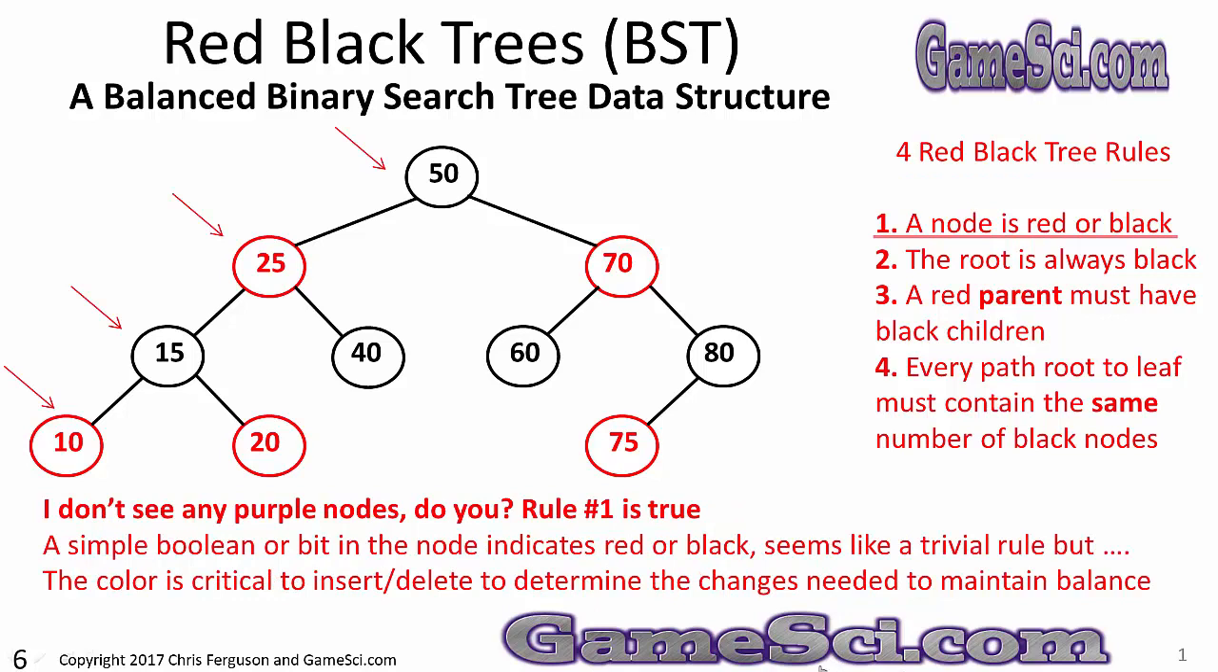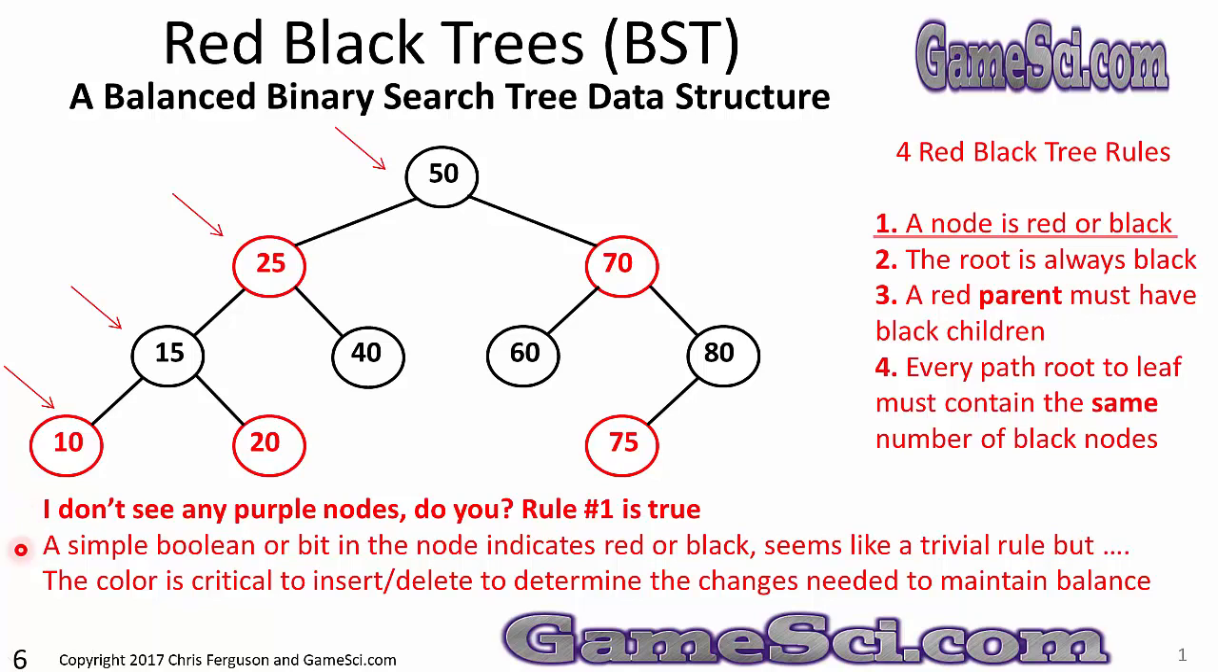Looking at the rules in detail. Number 1, a node is red or black. There's a black node, there's a red node, there's a black node, there's a red node. I don't see any purple nodes, do you? Rule number 1 is true. All nodes in this tree have a color of red or black.